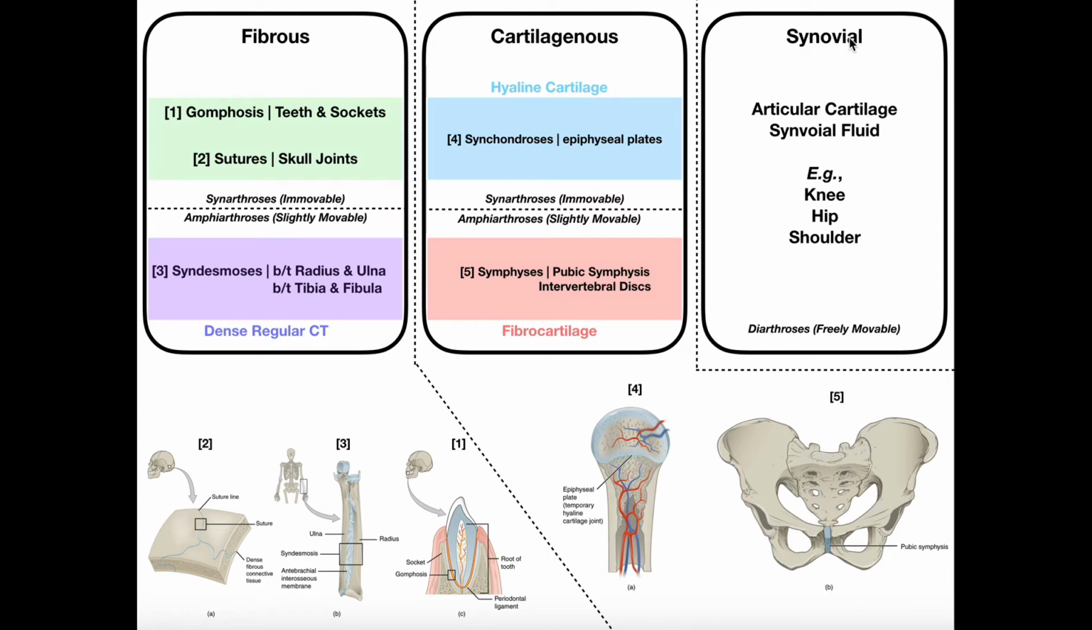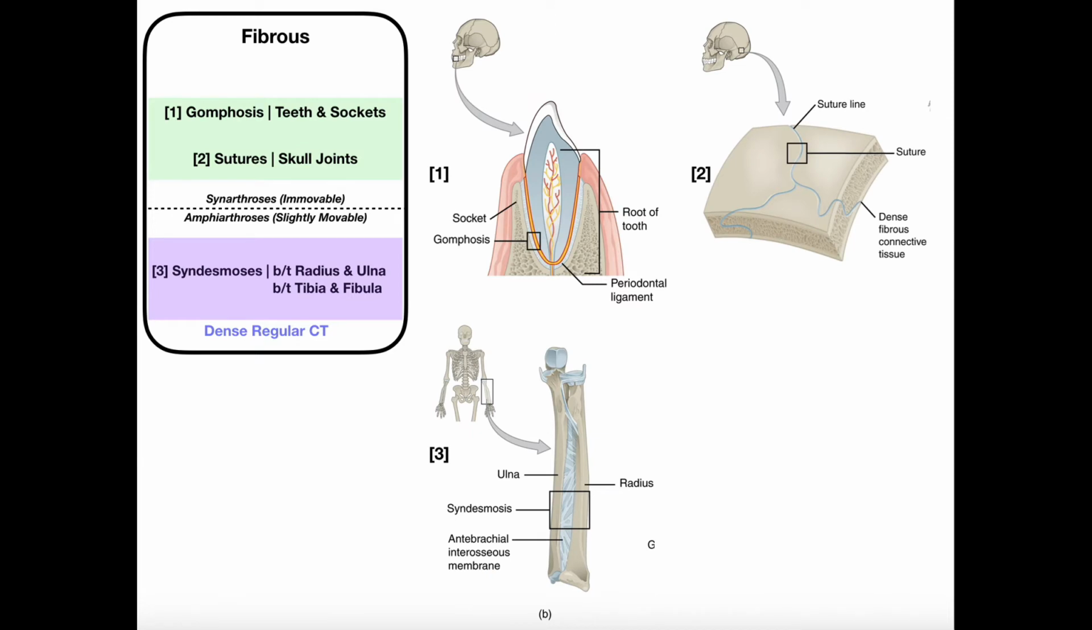Likewise, we are never going to see a synovial joint that's a synarthrosis or an amphiarthrosis. So synovial is always diarthrosis, and diarthrosis means freely movable. And we'll cover these more in the next video. In this video, we're going to talk about fibrous and cartilaginous. So hopefully at this point, you understand how we structurally classify these and functionally classify these.